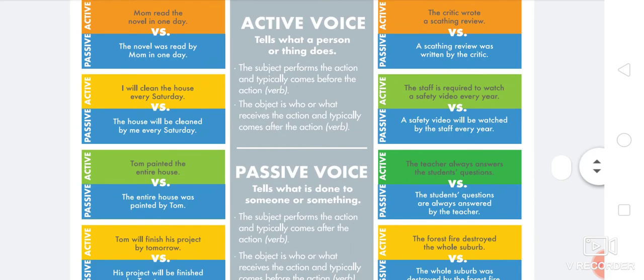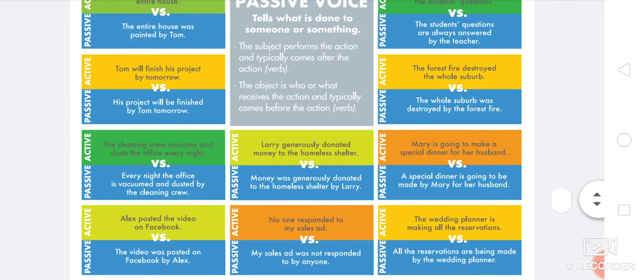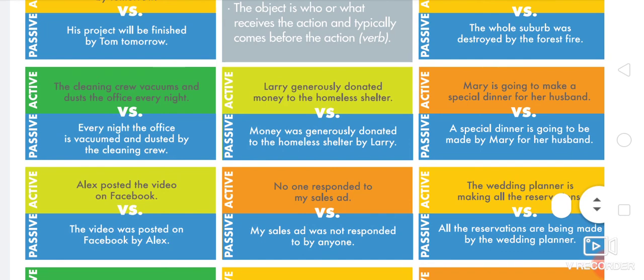Okay, so see here, we'll take one example here. The cleaning crew vacuums and dusts the office every night. Okay, every night the office is vacuumed and dusted by the cleaning crew. Larry generously donated money to the homeless shelter. Money was generously donated to the homeless shelter by Larry, right? Mary is going to make a special dinner for her husband. A special dinner is going to be made by Mary for her husband.